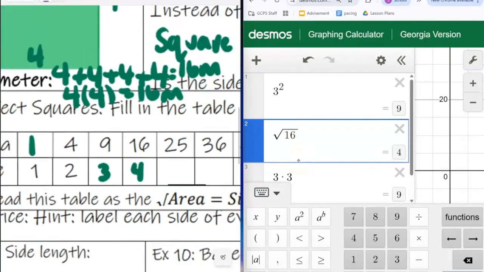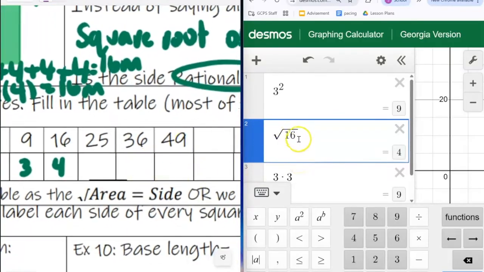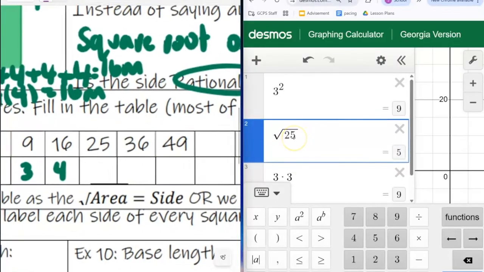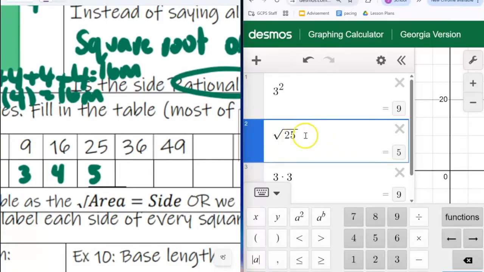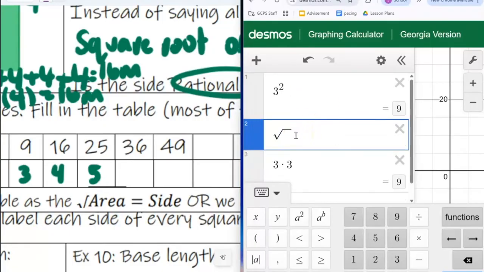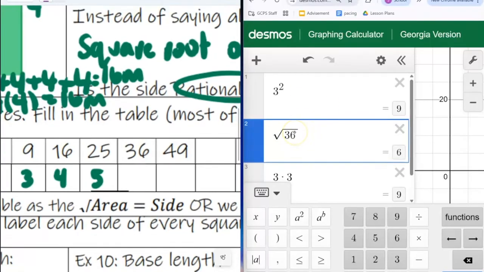So again, it's just going forwards and backwards. Square root of 25, you're asking yourself what times what is 25, which is 5. Square root of 36, what times what is 36? 6. Square root of 49, what times what is 49? 7.